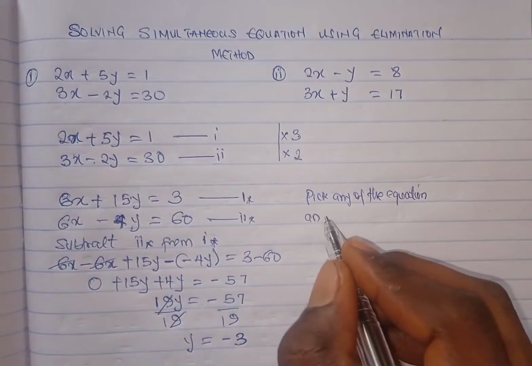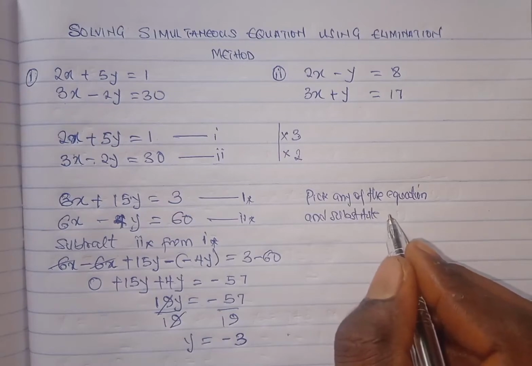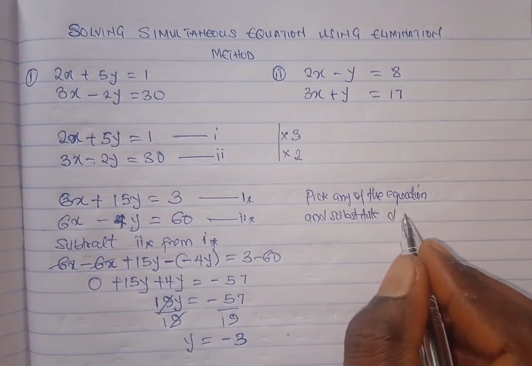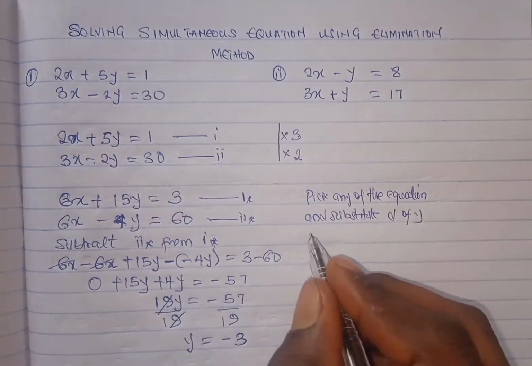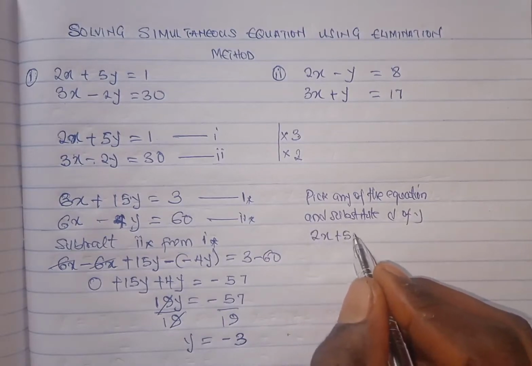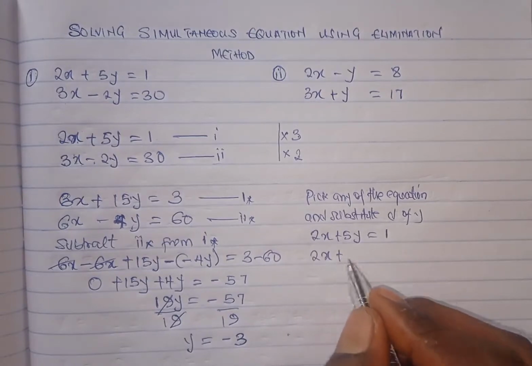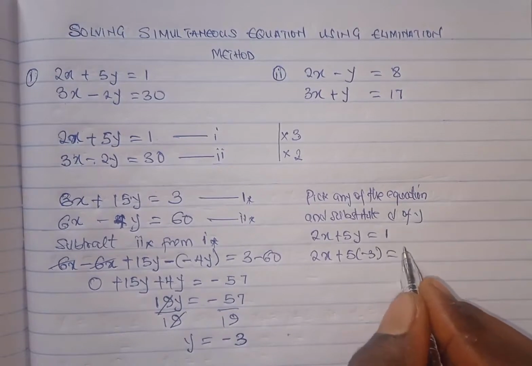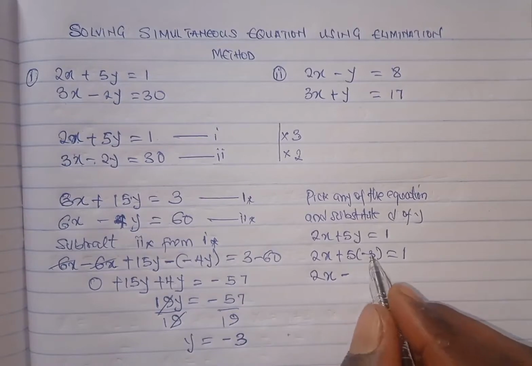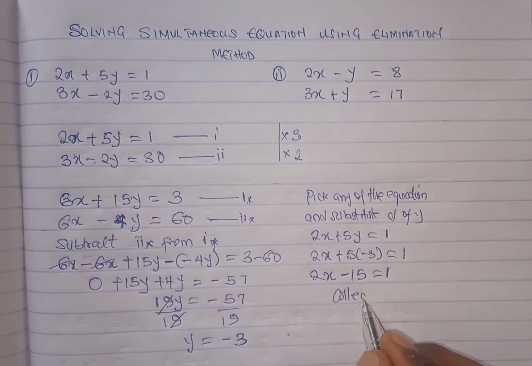Pick any of the equations and substitute the value of y. So let me pick equation 1. If I'm picking equation 1, which is 2x plus 5y is equal to 1, I'm going to substitute the value of y. So it's going to be 2x plus 5 times negative 3 is equal to 1. Then it will now be 2x plus, plus times minus will give you minus, 5 times 3 will be equal to 15, which is equal to 1. Then you collect like terms.